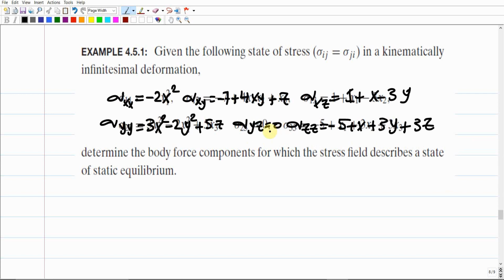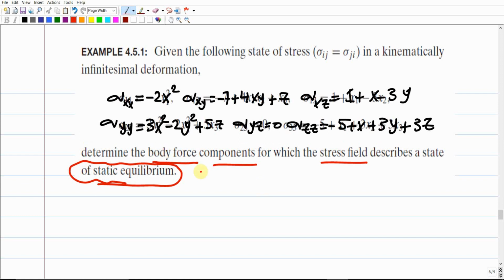One of these components is already 0, the others are already given as fields, as functions of x, y, and z. It is required to determine the body force components for which the stress field describes a state of static equilibrium. The condition is that we do have static equilibrium. It means that the right hand side of the equation should be 0.